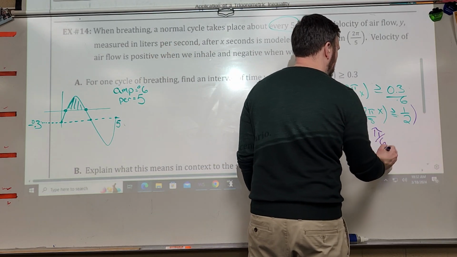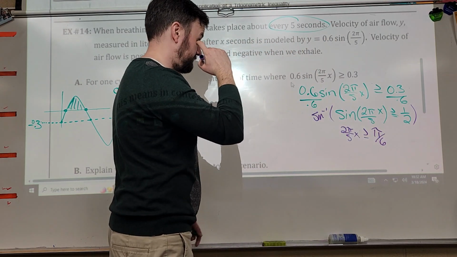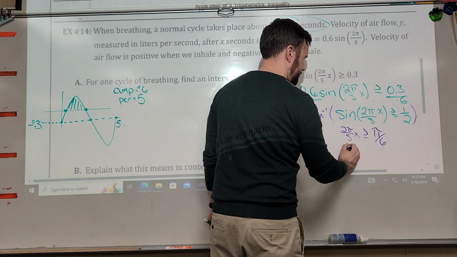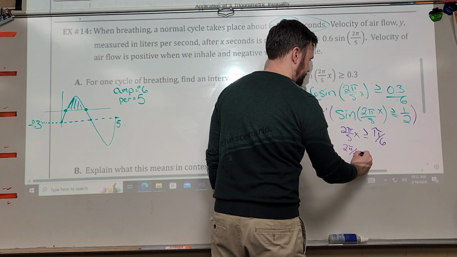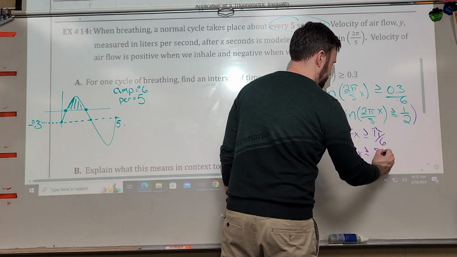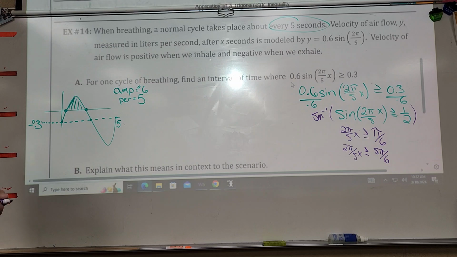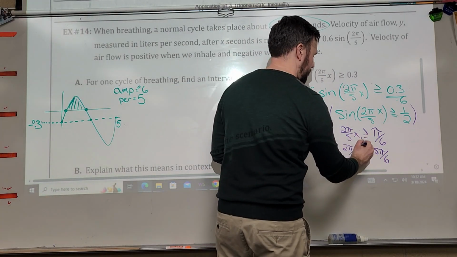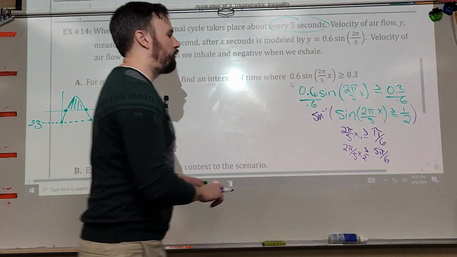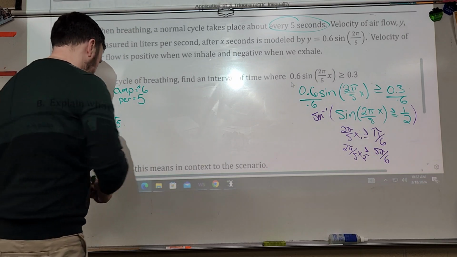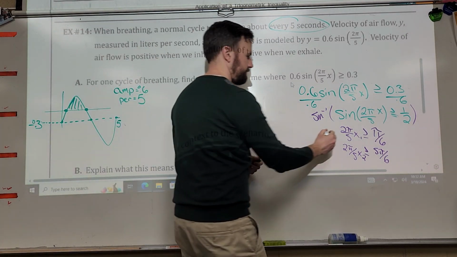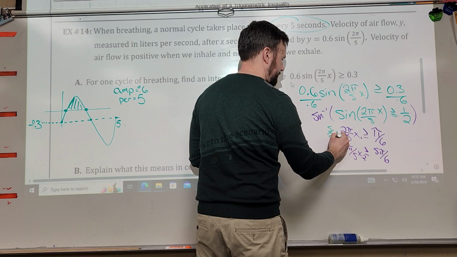Wait a second, doesn't it happen twice? Where else does it happen? Y'all agree? If you want, you can label these x1, x2. Now, what do I do to both sides to get rid of those fractions? Multiply by the reciprocal.